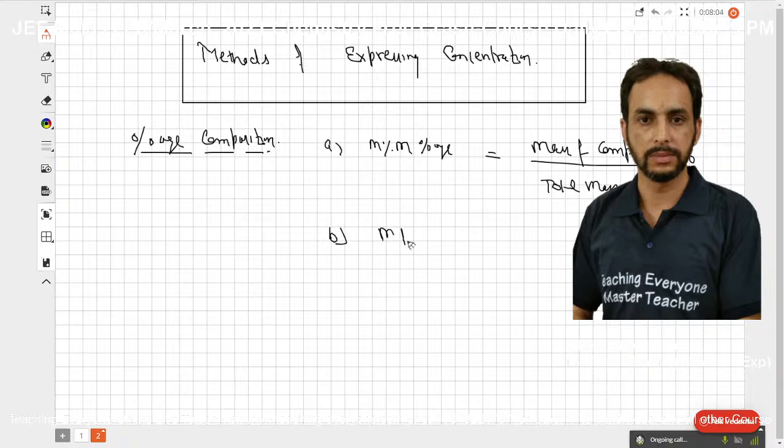Second one is mass by volume percentage. So in mass by volume percentage, it is mass of component divided by total volume of solution multiplied by 100.